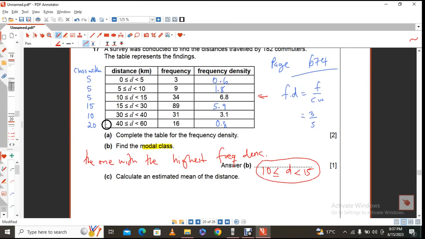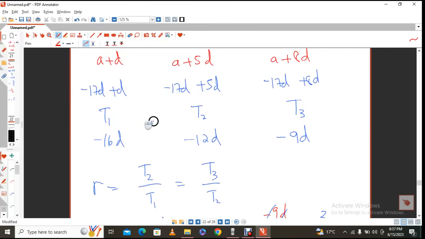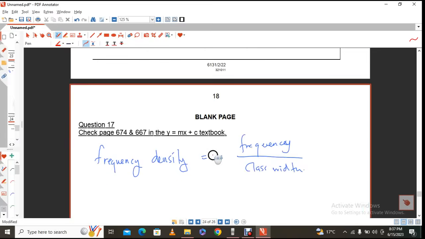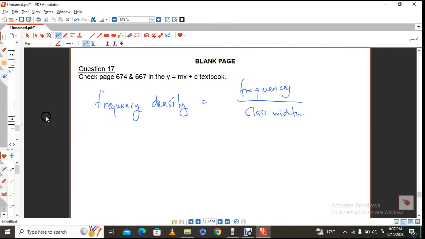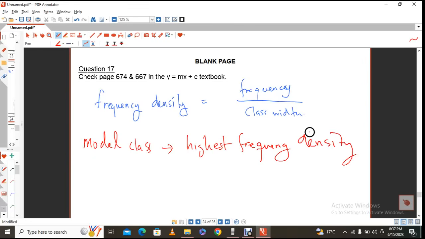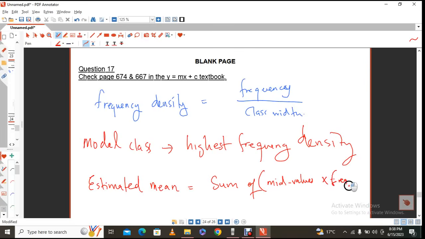Now, there is something else that I'm bringing in, and that is called the mid-interval values or the midpoint. So I'm going to go back there where I have my space. First thing, we spoke about modal class, and we said it is the one with the highest frequency density. Ooh, the handwriting is terrible, but you get the idea. Then the estimated mean, that is now what we need to consider, is you take the sum of the mid interval values, I'm calling them mid values, then you multiply that with the frequency and you divide that by the total frequency.